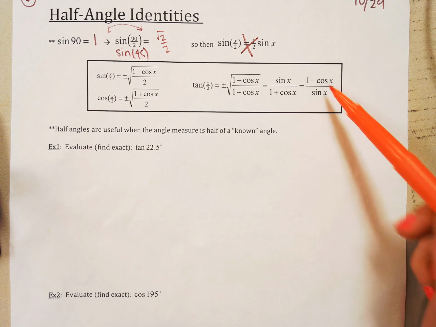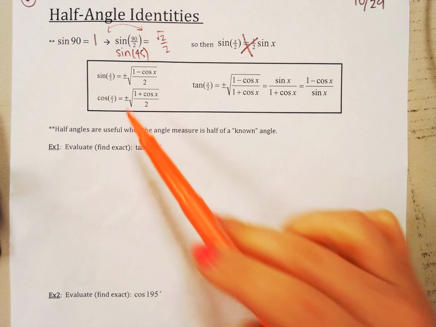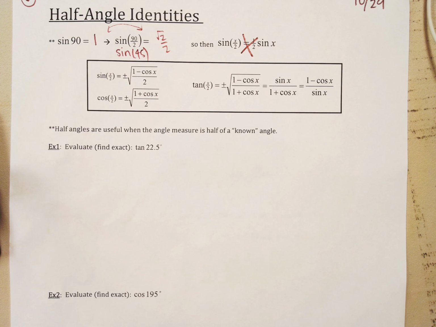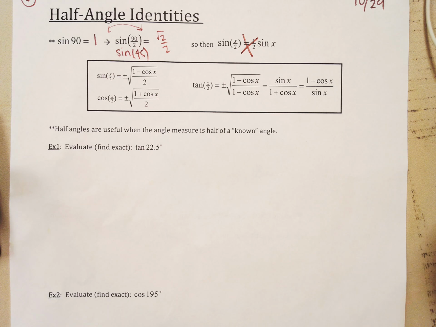These ones are definitely easier because you don't have to worry about this plus or minus on the outside. When we have the plus or minus, we have to decide what quadrant we're in, whether it's positive or negative. That's going to be true here too. We have to figure out what quadrant x over 2 is in to decide whether we have a positive or negative sine value, or likewise a positive or negative cosine value.